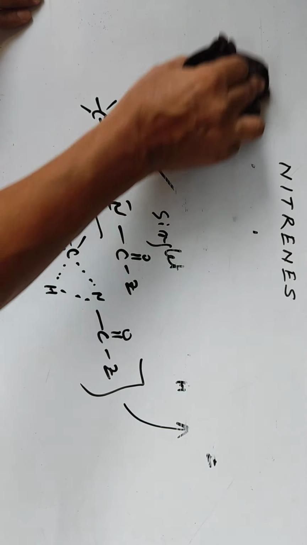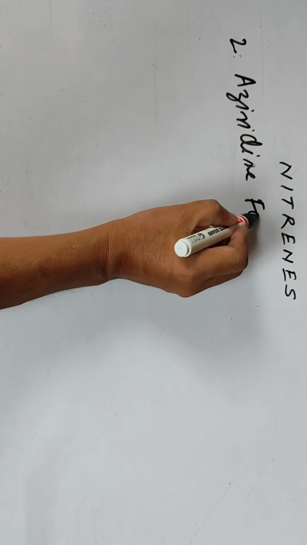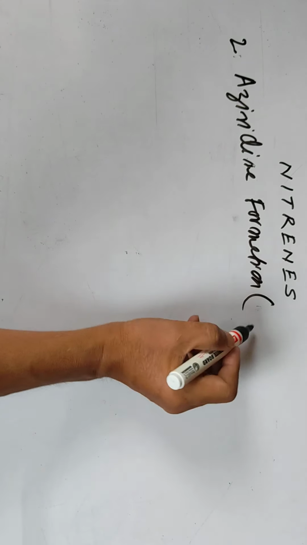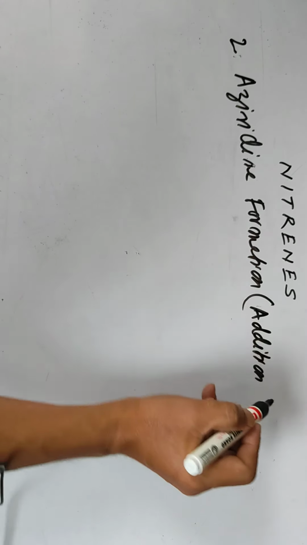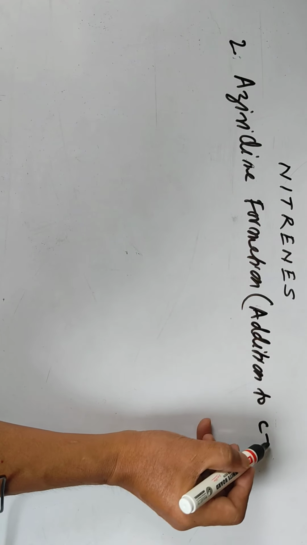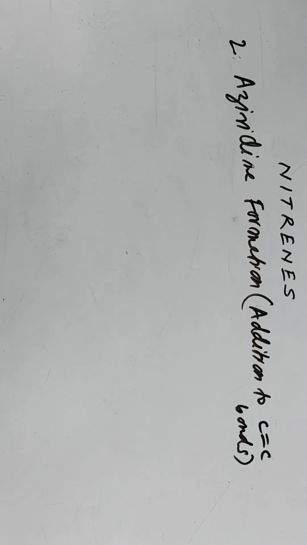Now the second one is addition reactions, formation of aziridines. Okay, the second one is aziridine formation. It takes place by addition of nitrenes to carbon-carbon double bonds, the olefinic compounds. So nitrenes can add to carbon-carbon double bonds, olefinic compounds, to give aziridines.